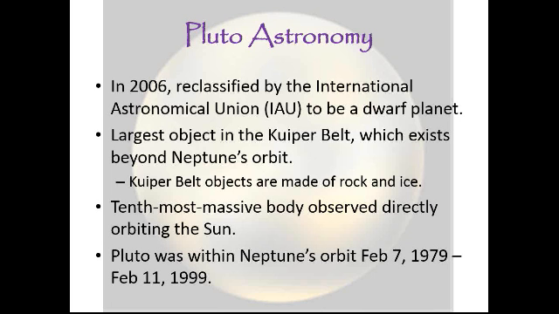Pluto's beyond Neptune. The new body, Eris, is beyond that. They exist in that Kuiper belt. And these objects are known to be made of rock and ice. Pluto itself is the 10th most massive body directly observed orbiting the Sun, in other words, so far.